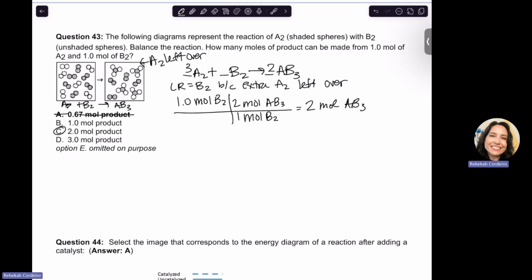So A2 and B2 make AB3. And I balanced it 6, 6. Oh no, I balanced it wrong. This is why. There we go. Why am I getting this wrong? So this should be 3. Whoops. This should be 3 and 2, which is why we get 0.67. All right, there we go.